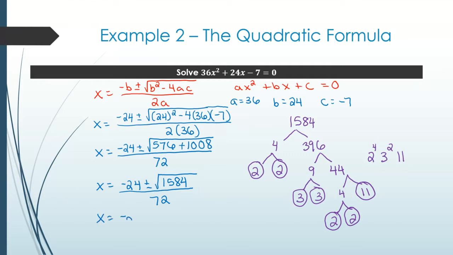This is almost going to need a second screen. I have negative 24 plus or minus, and then I'm going to put all of that inside the square root. So I have 2 to the 4th, 3 squared, and 11. And then over 72.